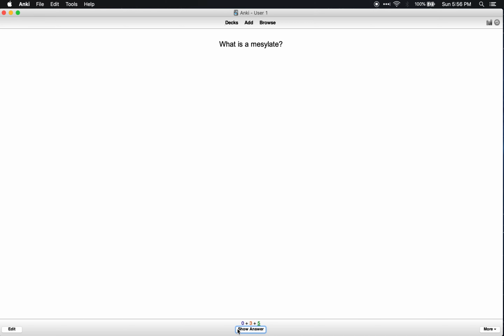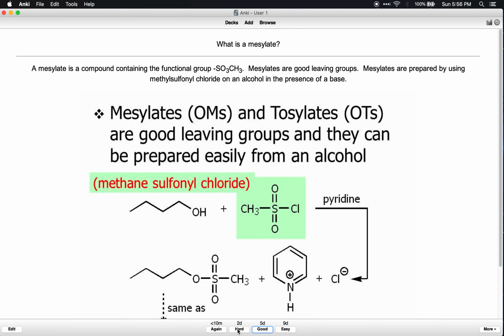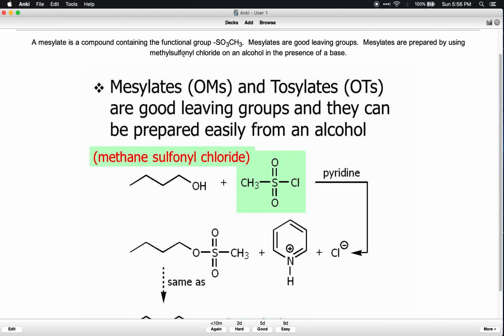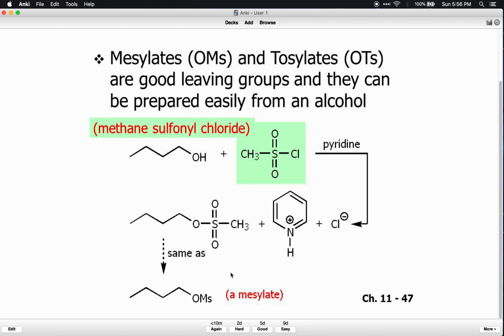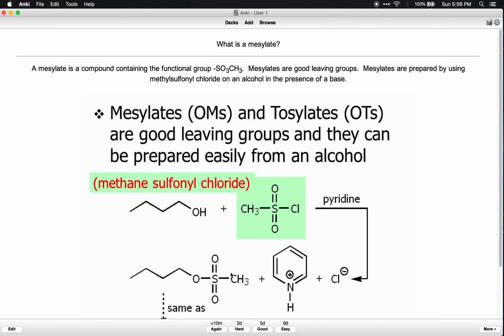What is a mesylate? MsCl. It's a protecting group for oxygen. Using methyl sulfonyl chloride on an alcohol in the presence of pyridine base to form OMs. Methyl sulfonyl chloride.